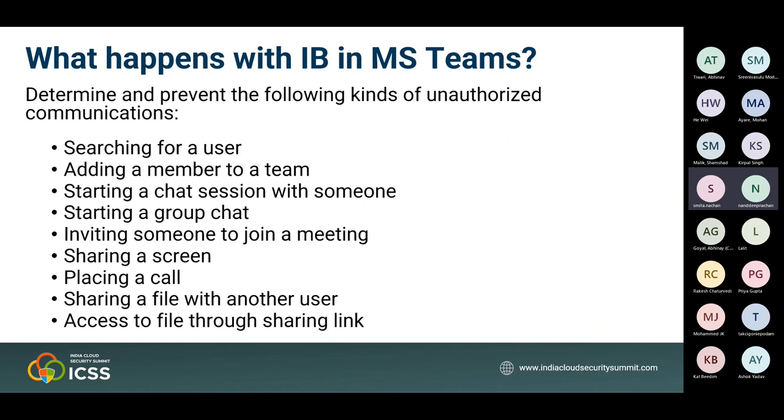So with information barriers, checks are in place to prevent unauthorized communication and collaboration. Information barriers apply to Microsoft Teams in chats and channels, SharePoint Online, and OneDrive. In Microsoft Teams, information barrier policies determine and prevent the following kinds of unauthorized communications: searching for a user, adding a member to a team, starting a chat session with someone, starting a group chat, inviting someone to join a meeting, sharing a screen, placing a call, sharing a file with another user, and access to a file through the sharing link.